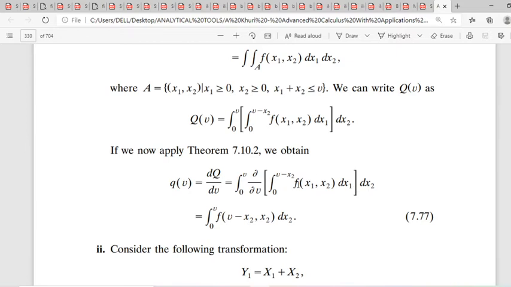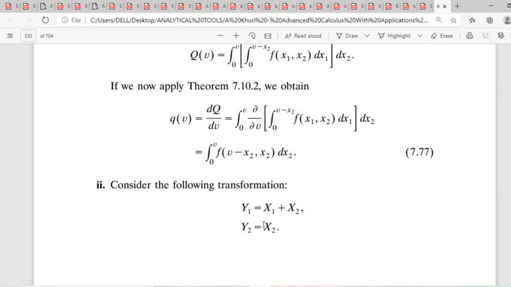Okay, when we differentiate with respect to this small v, we apply the fundamental theorem. Using this fundamental theorem we can write capital F dash of t is equal to small f of t. So that theorem is applied here, and it will result in small f of v minus x2 comma x2 dx2. Okay, now we got the density function.